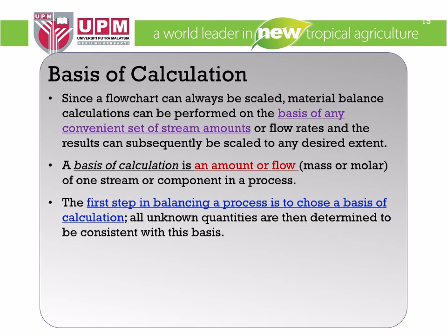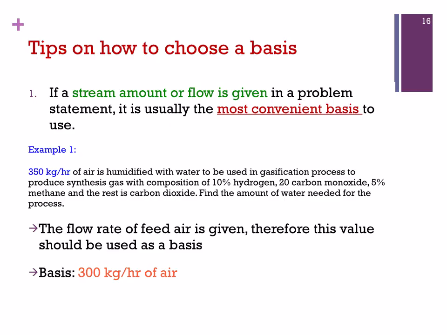The first step for a calculation of material balance is for you to choose a basis. Because we also need to calculate the unknown quantities, we will use this basis to calculate all those unknowns. So what's the tip to choose a basis? If we have a stream given the amount of flow, normally this is the best basis to use.